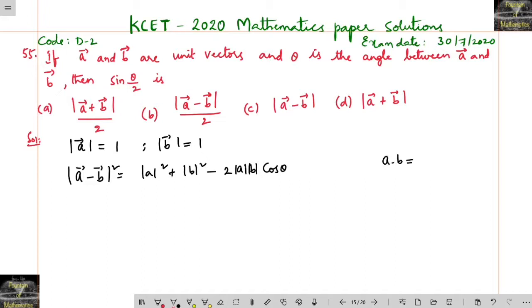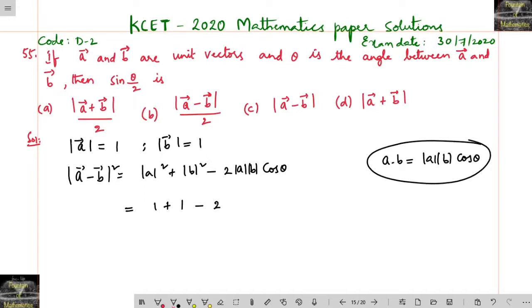Since a dot b is equal to mod a mod b cos of the angle between them, where theta is the angle between vectors a and b. So mod of a minus b whole square is equal to mod a square which is 1, plus 1, minus 2 cos theta, or we can write 2 common, 1 minus cos theta. So that is 2 times 1 minus cos theta, and we can write it as 2 sin square theta by 2 formula. So this is 2 times 2 sin square theta by 2, or 4 sin square theta by 2.